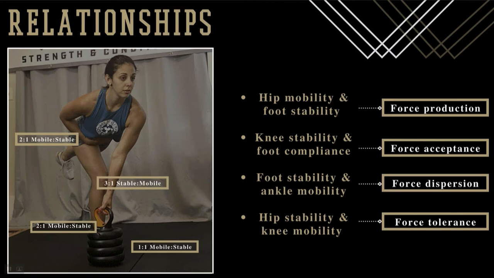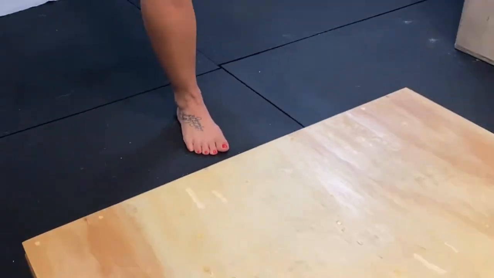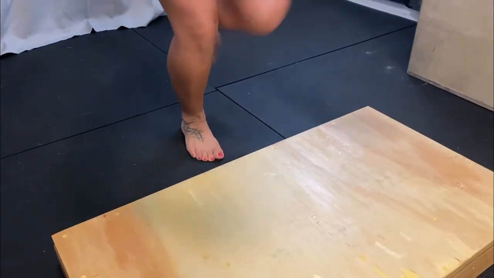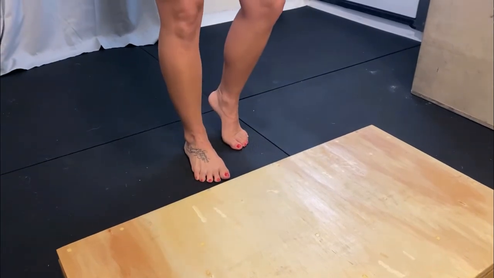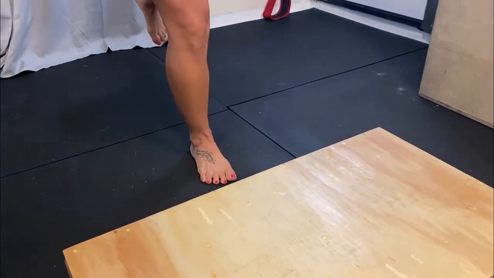Now, if we look over to the right here, just a couple of common examples. We look at something like hip mobility and foot stability concurrently, and I see this as a primary driver for force production, where we need the hip to be able to move rotationally and in flexion extension optimally with a stable fixed foot in order to produce force effectively.